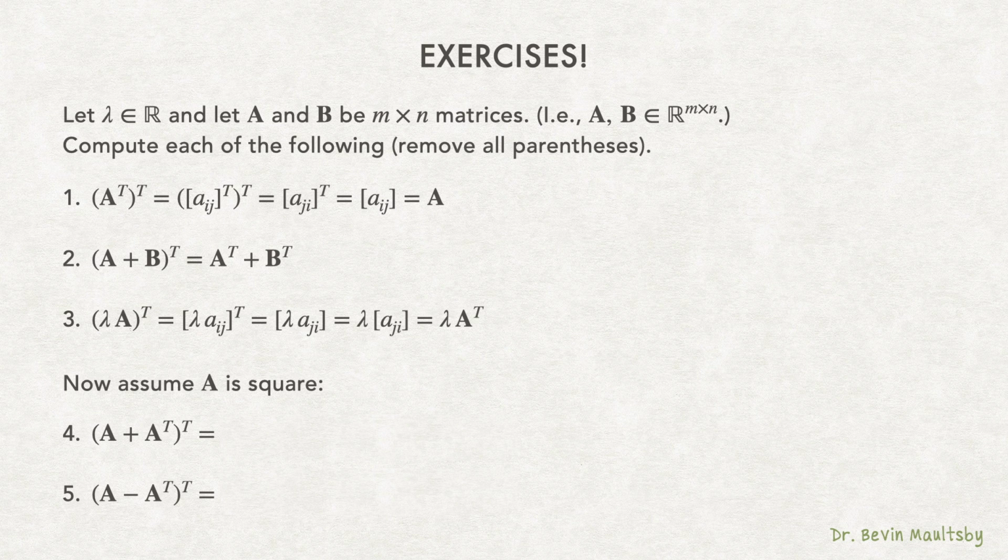For exercises 4 and 5, we will assume that the matrix A is square, and I hope you recognize why that's necessary to do the computation in 4 and 5. So in particular, I wouldn't be able to add A and A transpose if A wasn't square, because dimensionally that computation wouldn't make sense. If you haven't had a chance to do exercises 4 and 5, go ahead and pause before I present the solutions.